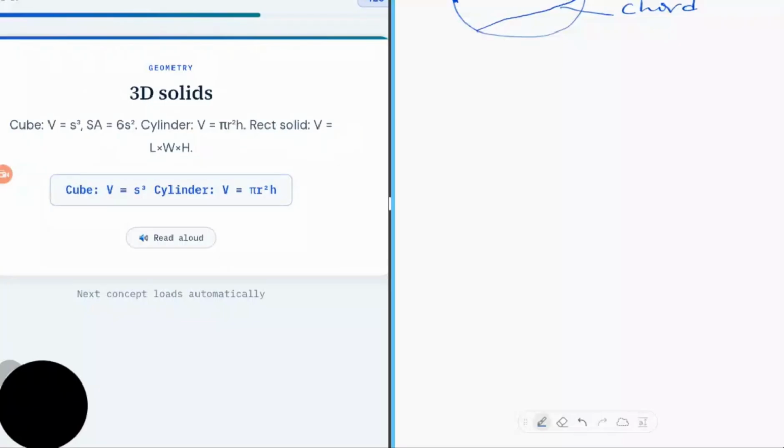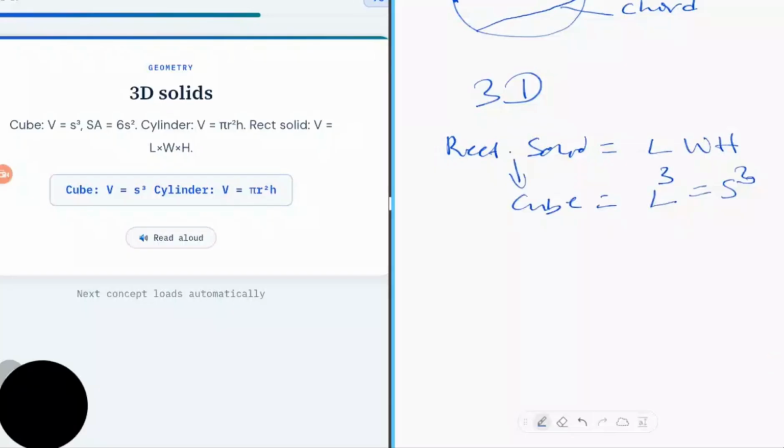Now we are treating 3Ds, that is, solids. It will be better to talk about a rectangular solid, because its volume is length times width times height. A cube is a type of rectangular solid. A cylinder is pi r squared h. But also remember that volume generally is base area times height.